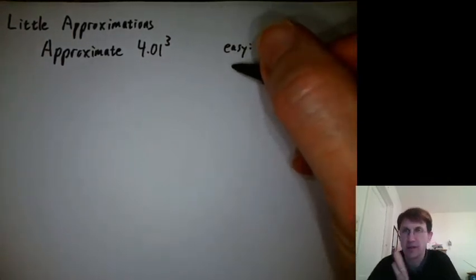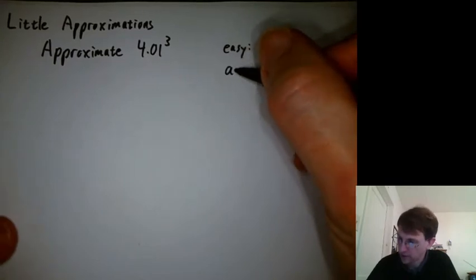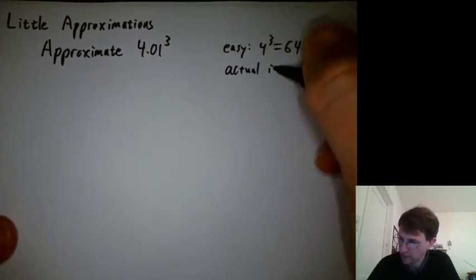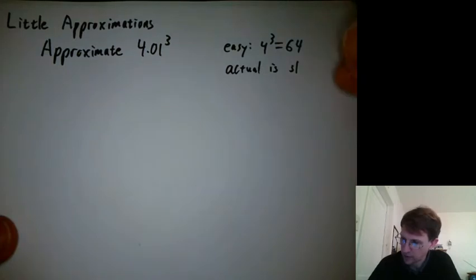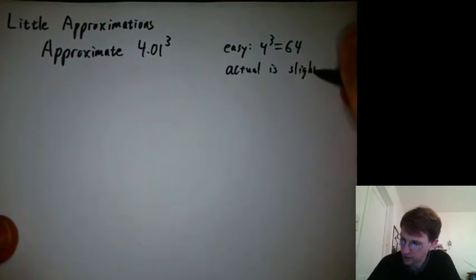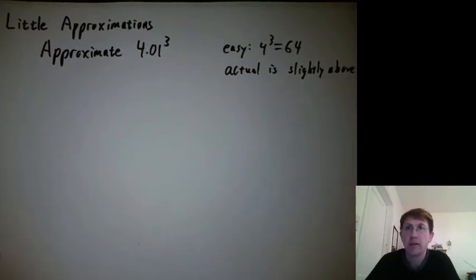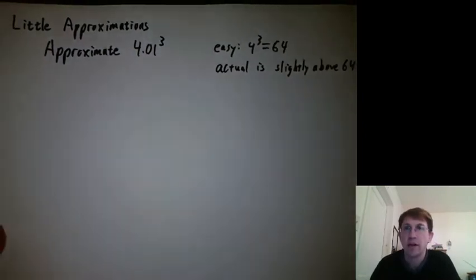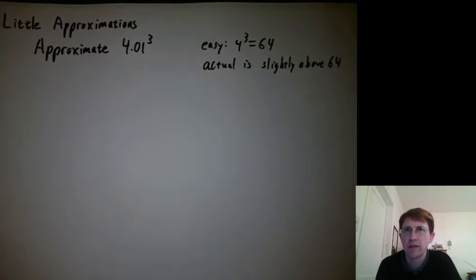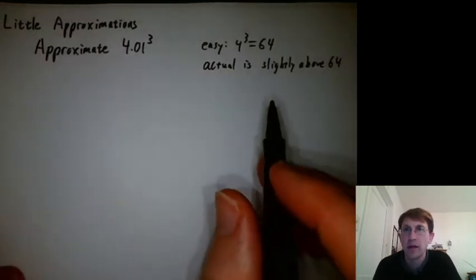So the actual value of 4.01 cubed is slightly above 64. And that's a great way of thinking. I applaud that way of thinking. What if we wanted to be slightly more accurate?